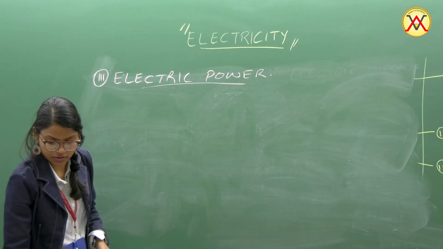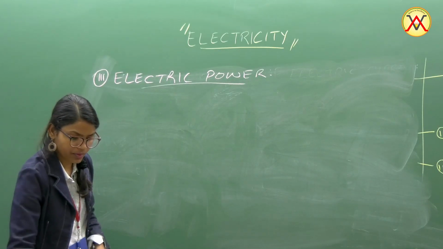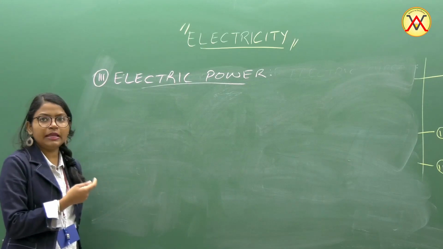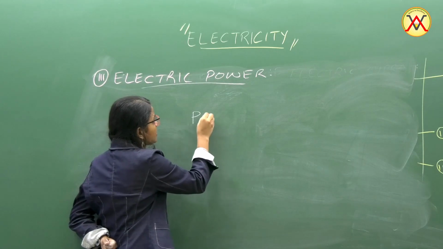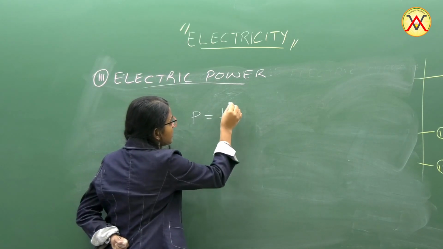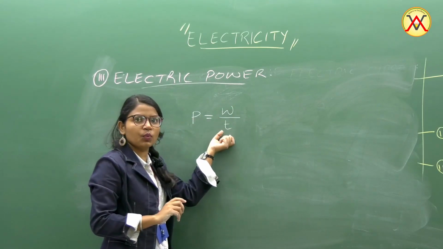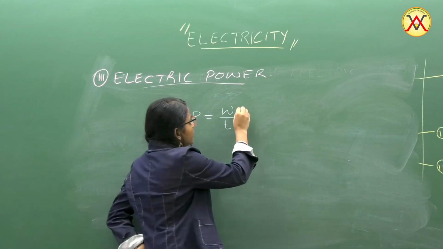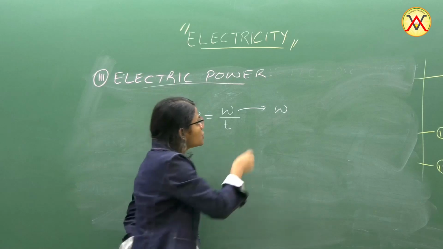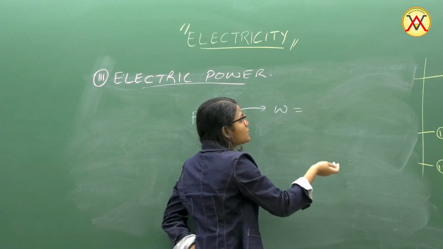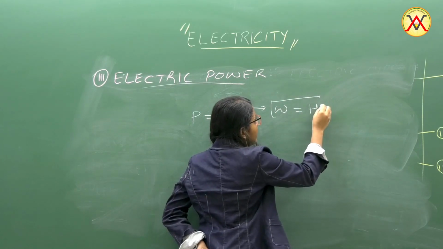Our next factor is electric power. Now, what do we mean by electric power? Power in normal sense is nothing but, as we have been studying since our previous classes, the rate of doing work. Now, our work is easily related with the amount of energy. So work is nothing but, in case of electricity, work is shown in the form of our heat energy.